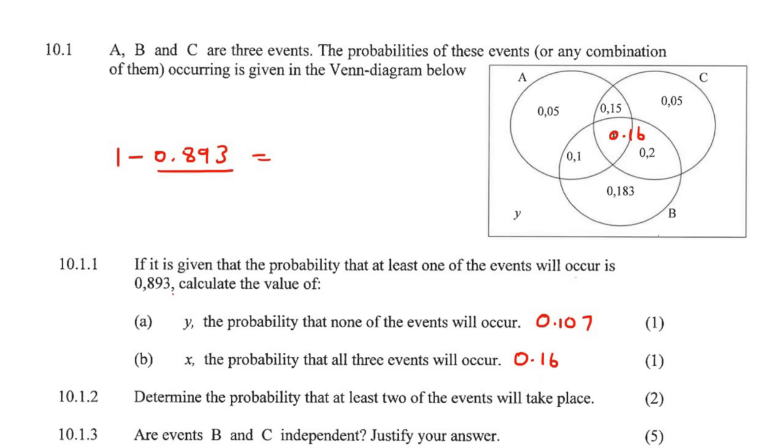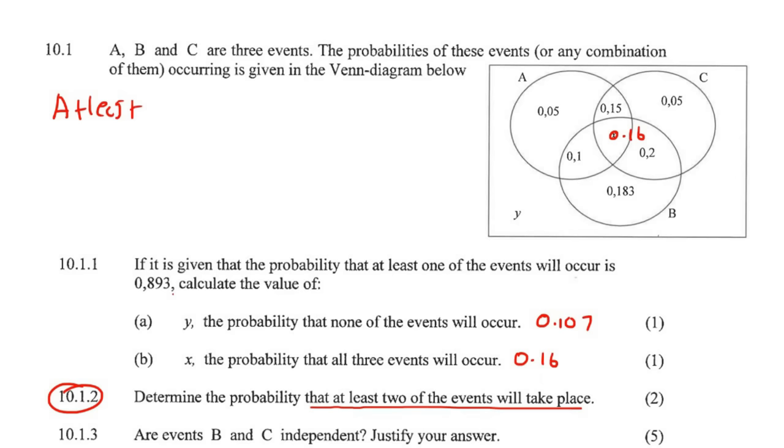This question says, determine the probability that at least two of the events will take place. Well, what is at least two? At least two. That means two or more. So where are the places where two or more? Well, I know that this part here is when A and C are taking place together, so we'll include that. I know that this part here is when C and B are happening together, so we'll take that. I know that this part here is when A and B are taking place together, so we will include that. And we will also include when all three, because it said at least two. So it's two or more.